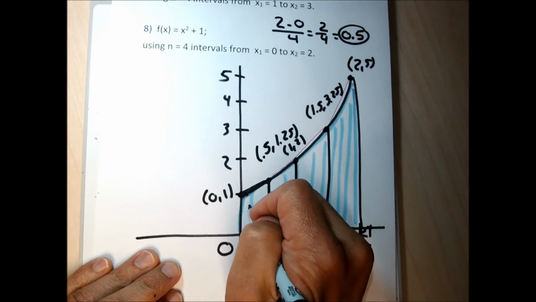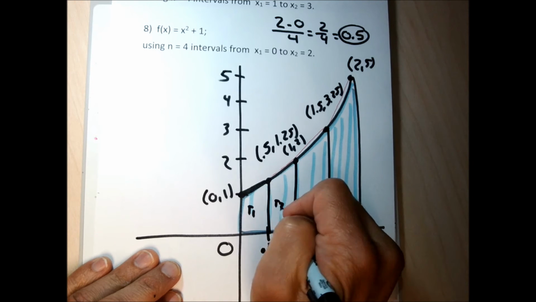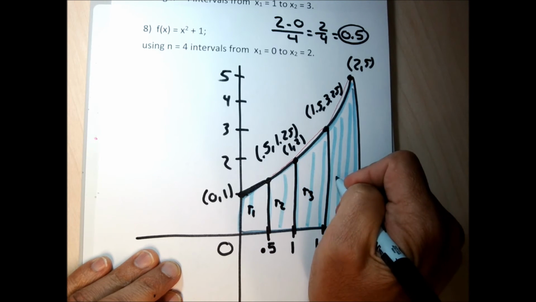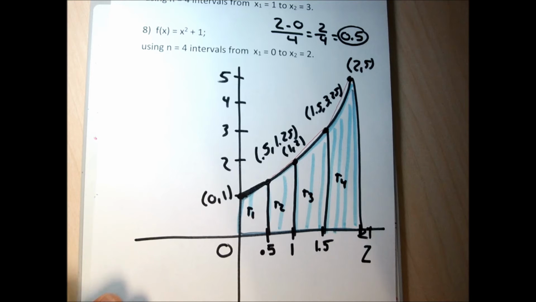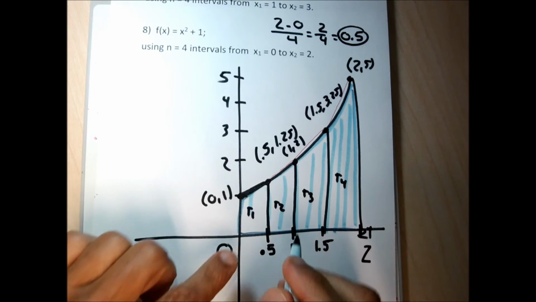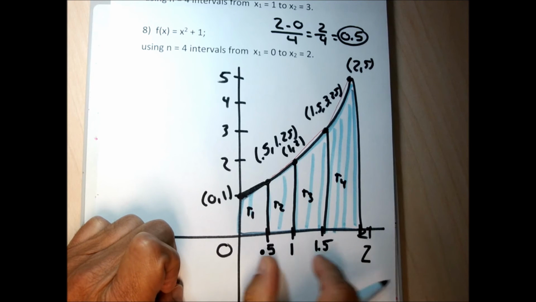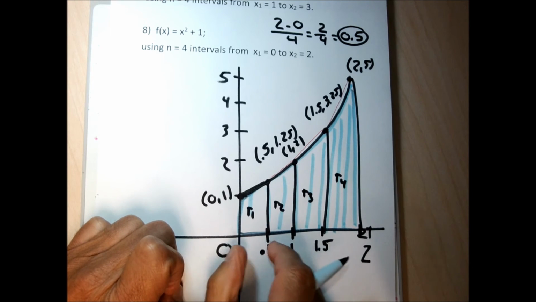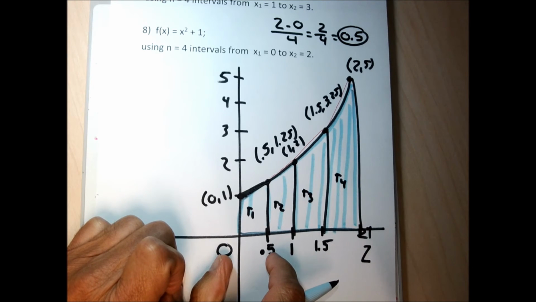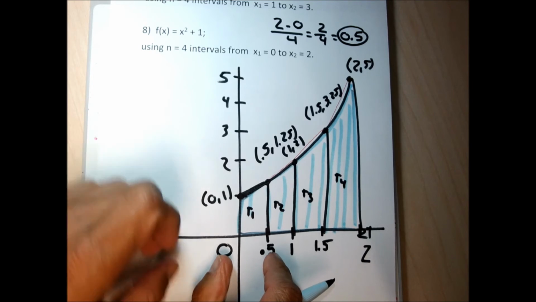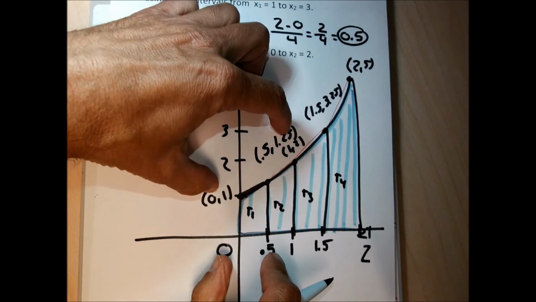And I'm going to have a trapezoid 1, a trapezoid 2, a trapezoid 3, a trapezoid 4. I need to do each area. The height of each one of these is going to be that number. That's always going to be the height, because that's how far each one of these numbers on the x-axis are apart. And then the y-coordinates of each point are the bases.